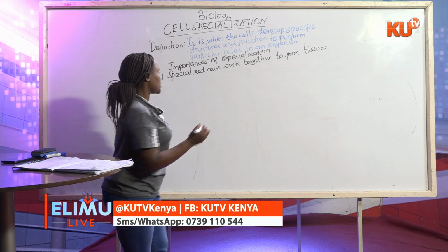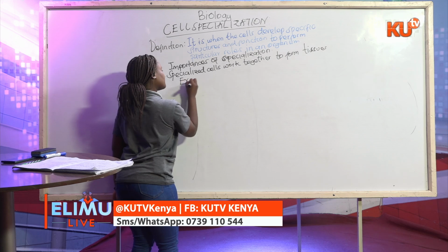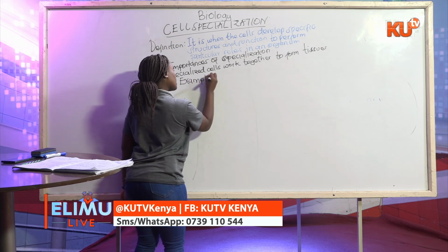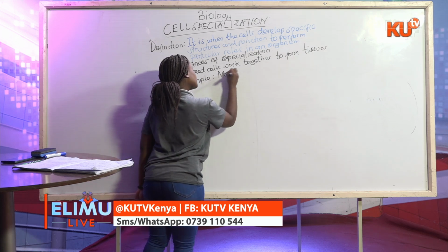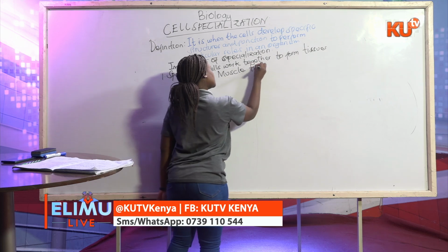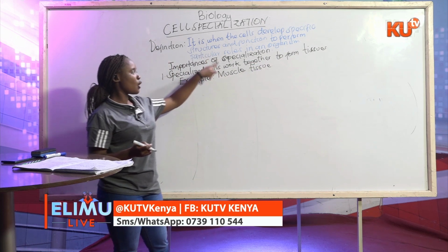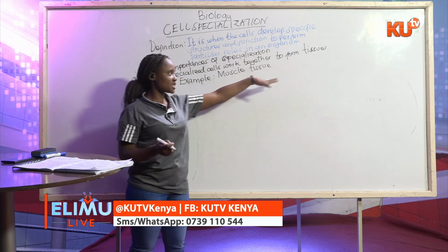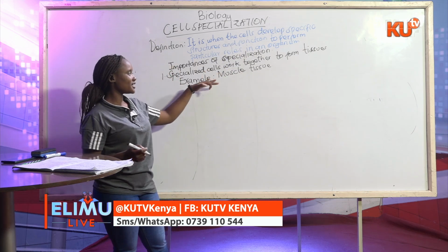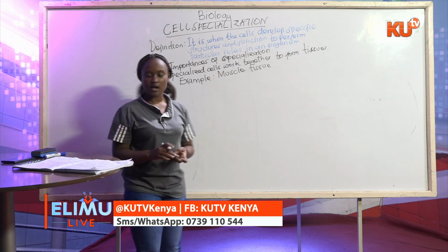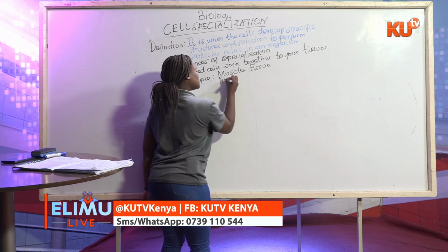Examples of tissues we have are the muscle tissue and the nervous tissue. Specialized cells work together to form tissues. That is what we call tissue.